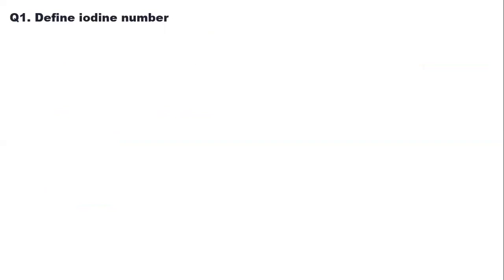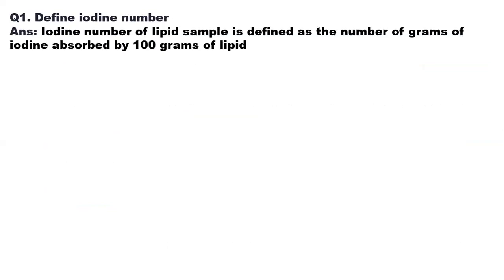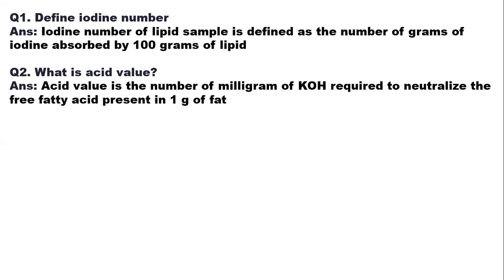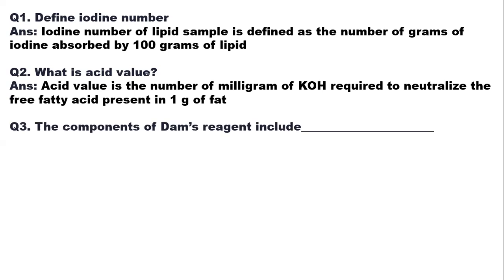Question 1 says define iodine number. Iodine number of a lipid sample is defined as the number of grams of iodine absorbed by 100 grams of lipid. And we can say what is acid value? Acid value is the number of milligrams of potassium hydroxide required to neutralize free fatty acid present in 1 gram of fat.